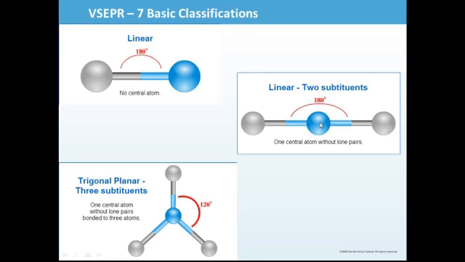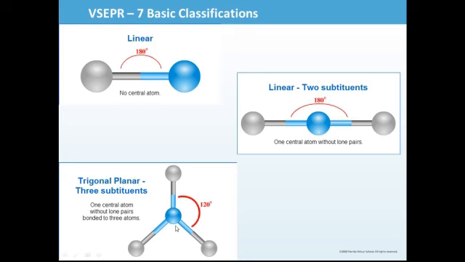Now let's say you have one central atom with 2 atoms bonded to it, and the central atom does not have any lone pairs of electrons. What that means is when you draw the Lewis dot structure, we have one central atom, 2 atoms bonded to it, and if we look at the central atom, there are no dots. There are no lone pairs. Then it will be in a linear fashion. It's still going to be linear, just like our first one.